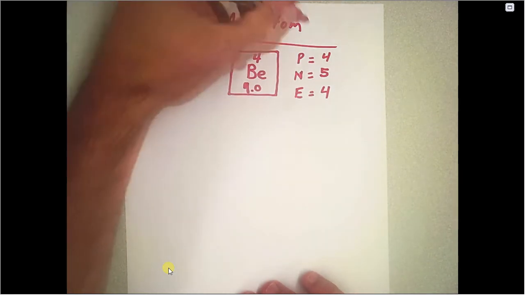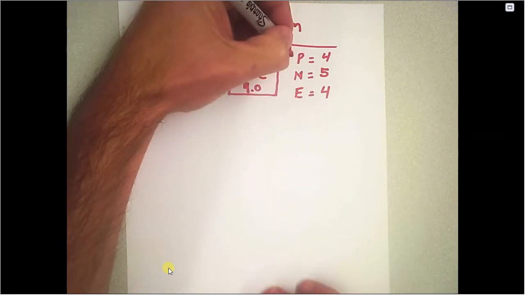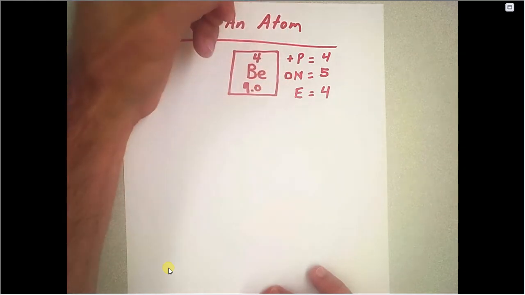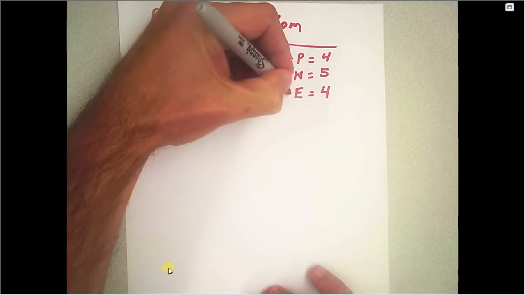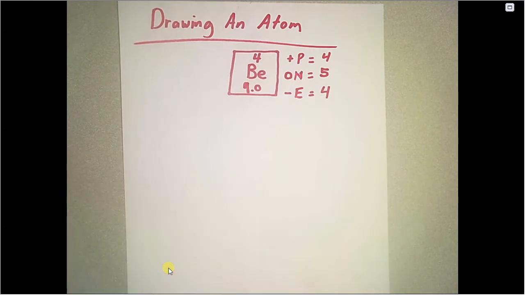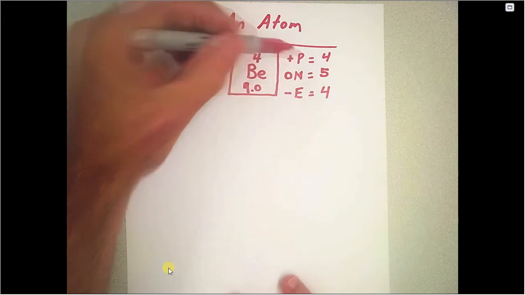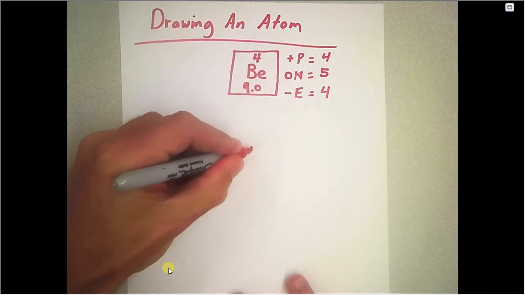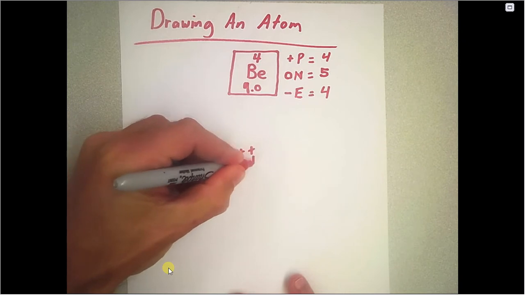And just to refresh and to review, protons are always positive, neutrons are always neutral, they have no charge, and the electrons are always negative. Okay? And now we're ready to draw this atom. So again, neutrons and protons are in the nucleus, so I'm going to draw in the nucleus 1, 2, 3, 4 protons.